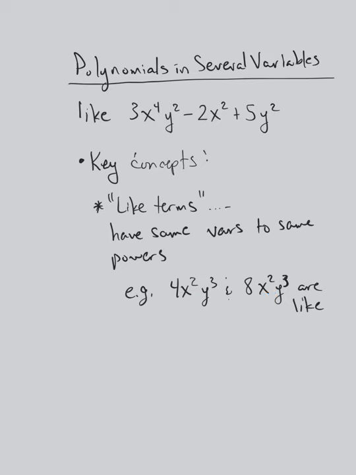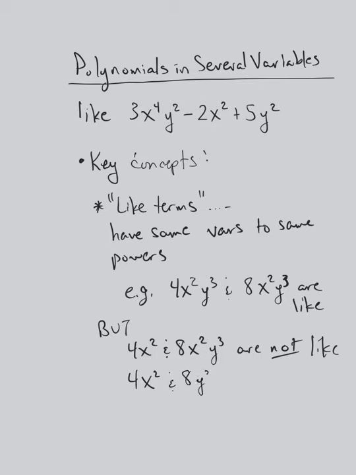Let me just show you the distinction so you can see what I'm getting at. I could have 4x squared and 8x squared y to the third. Those are not like terms. Why not? They don't have the same variables. The first one only has x squared. The second one has x and y. And also 4x squared and 8y to the third. Those are clearly not like terms.